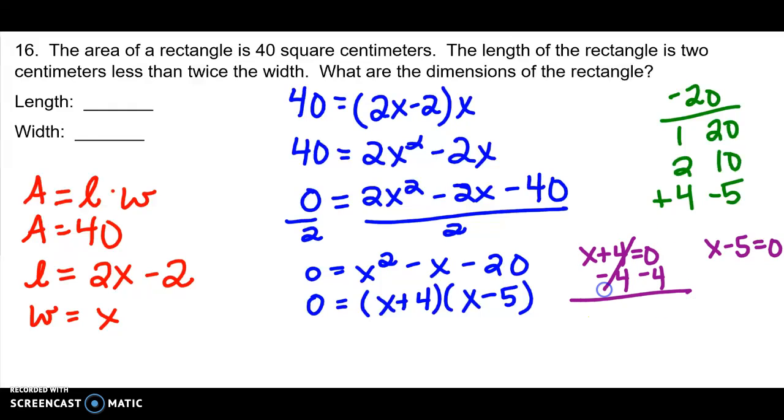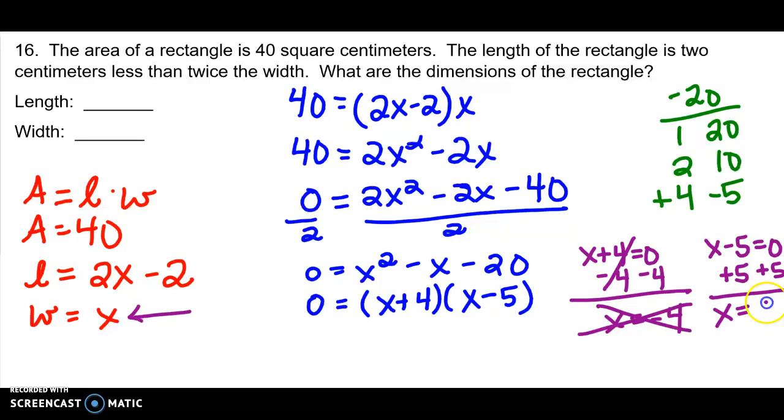Subtract 4 on both sides. My first solution is x equals -4. Now remember, x represents the width of our rectangle. And could we have a -4 centimeters for the width? That solution just does not make sense. So we're going to cross that out. Cannot have a negative width. Okay, now let's solve the second one. We add 5. And we get x equals 5. That makes sense that the width could be 5 centimeters.